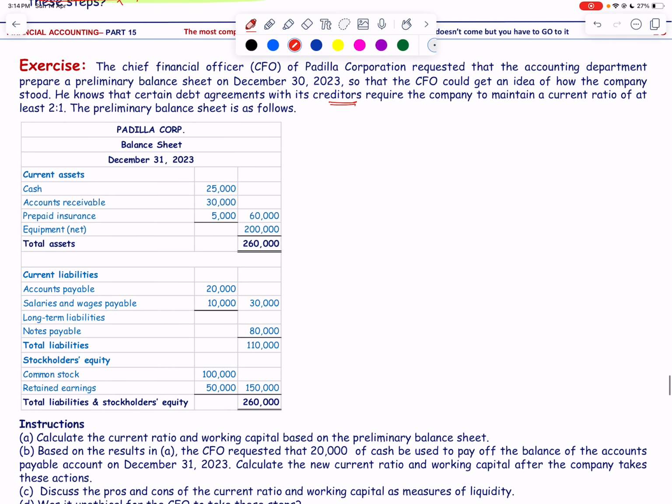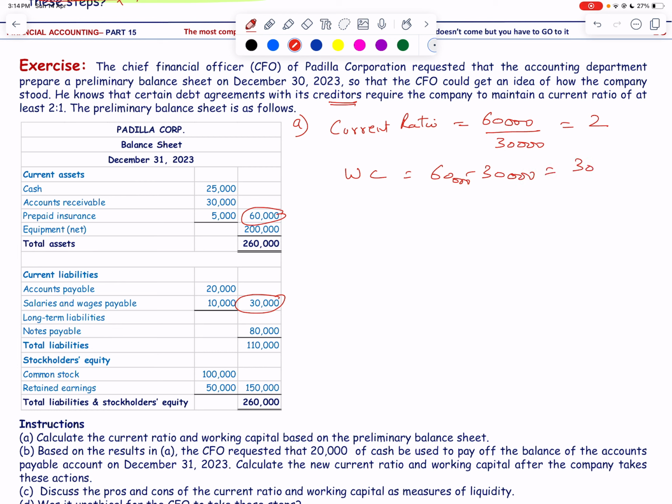So we are going to prepare the current ratio, and that is current assets divided by current liabilities, 60,000 divided by 30,000, that is equal to 2, and the working capital will be 60,000 minus 30,000, that is equal to 30,000.